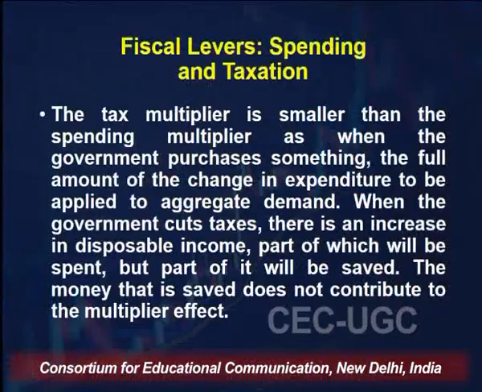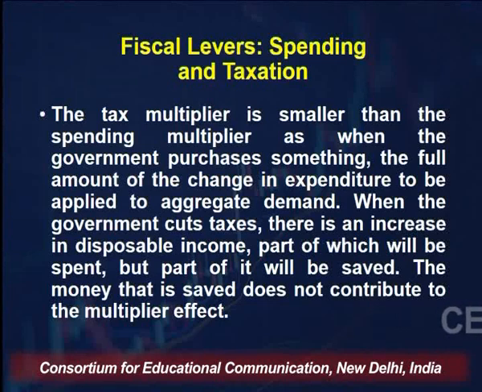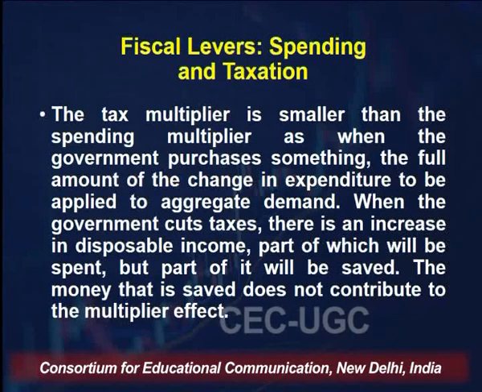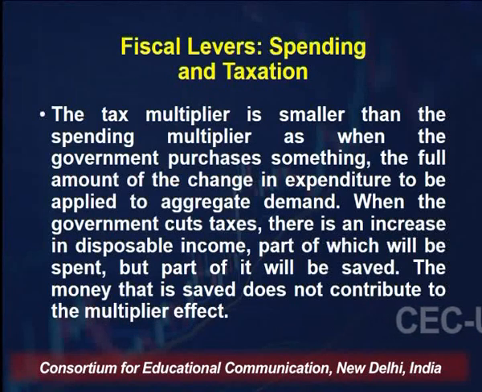The tax multiplier is again the magnification effect of a change in taxes on aggregate demand. The tax multiplier is smaller than the spending multiplier, as when the government purchases something, the full amount of the change in expenditure is applied to aggregate demand. When the government cuts taxes, there is an increase in disposable income, as I have already taken as an example, and part of it will be spent, but part of it will be saved.